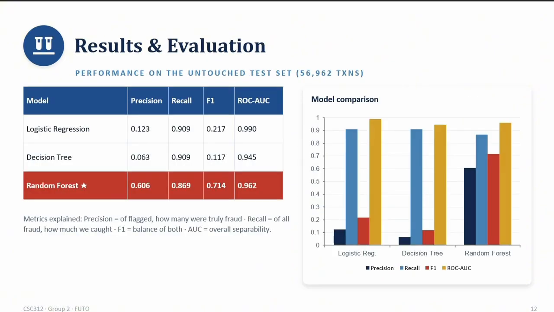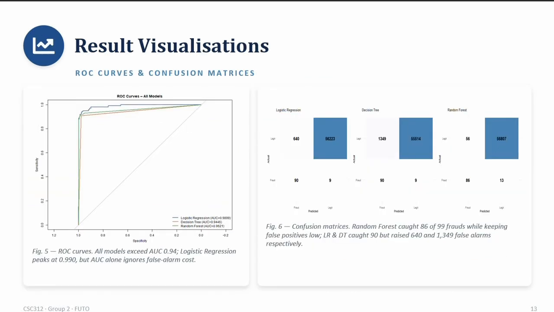Coming down to our results, logistic regression and the decision tree each detected about 90% of the fraudulent transactions. However, they also generated a very large number of false alarms. The random forest, on the other hand, detected slightly fewer fraud cases, about 87%, but its precision increased to around 60%. It balanced detection and false alarms much better. It achieved the highest F1 score of 0.71, making it our best performing model.